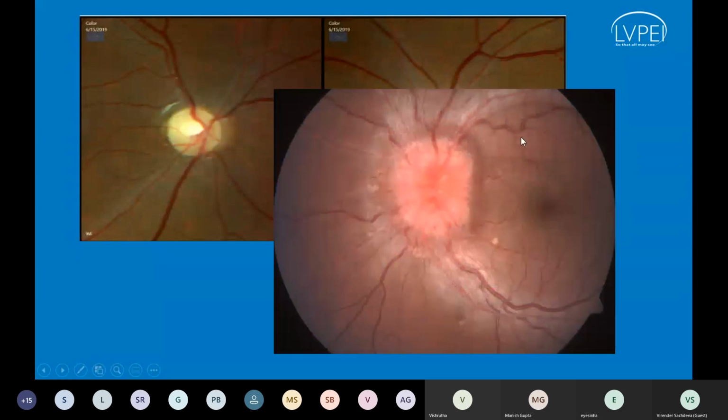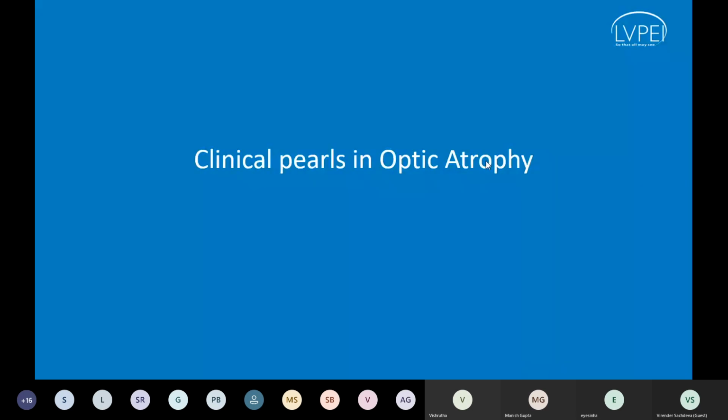And the other scenario is that it can swell. You can see very well that there is obscuration of the disc margins. Also, the blood vessels are obscured. What is important? Look here, the peripapillary RNFL is also obscured, which suggests that this is a true edema. So these are the two major patterns in which we will see patients.